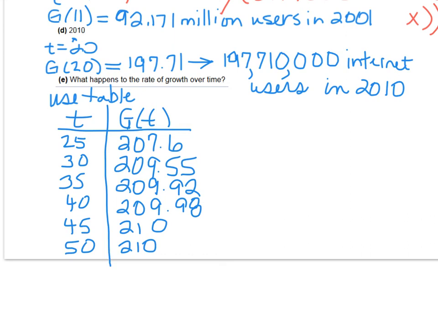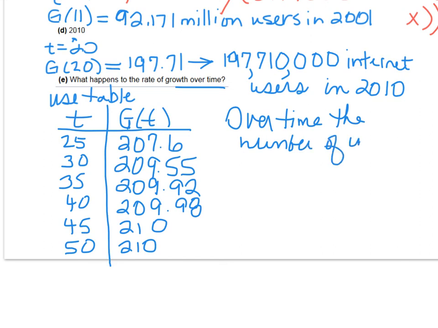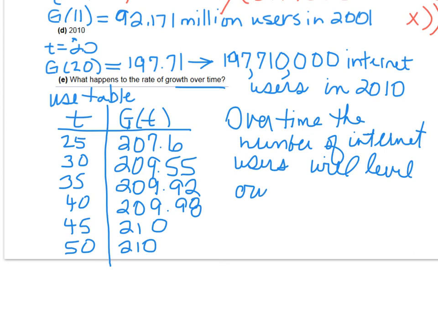So what happens over time? Well, what we see is that over time, the number of internet users will level out at 210 million users. And that answers question E.